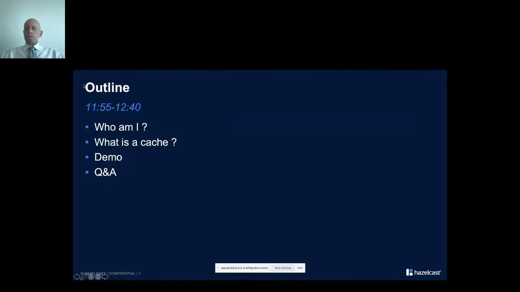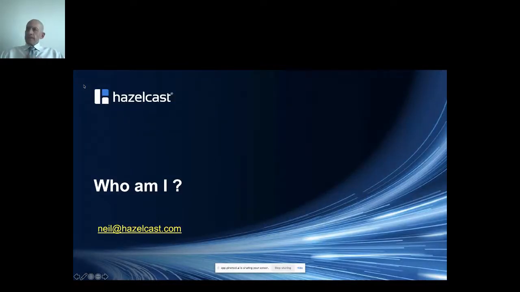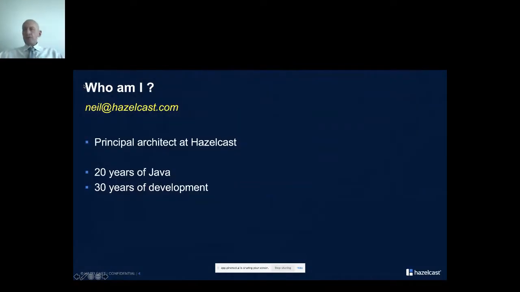There's the outline. Let's get straight into it with who am I? So once again, my email address. There's a bit of a clue. My name's Neil Stevenson. As you might guess, I work at Hazelcast, where I'm the principal architect. I've been developing for 30 years, a bit more actually, but once you're into the 10s, 20s, 30s, the preciseness doesn't really matter. The last 20 years has been pretty much Java. I've reached the standard of average, I would say. It's learning all the time. We'll see some of my code later, so you can make your own judgments.